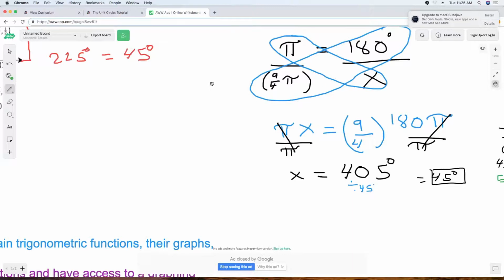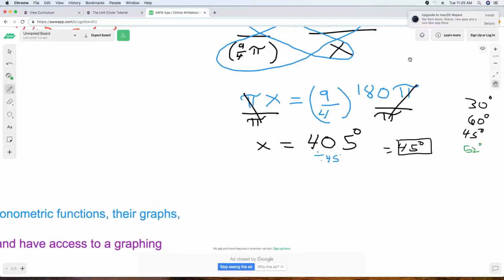Oh, yes. So 45, 405. Let's try 45. When you divide 405 by 45, you get 9. So 405, if I divide it by 45 degrees, I get 9.